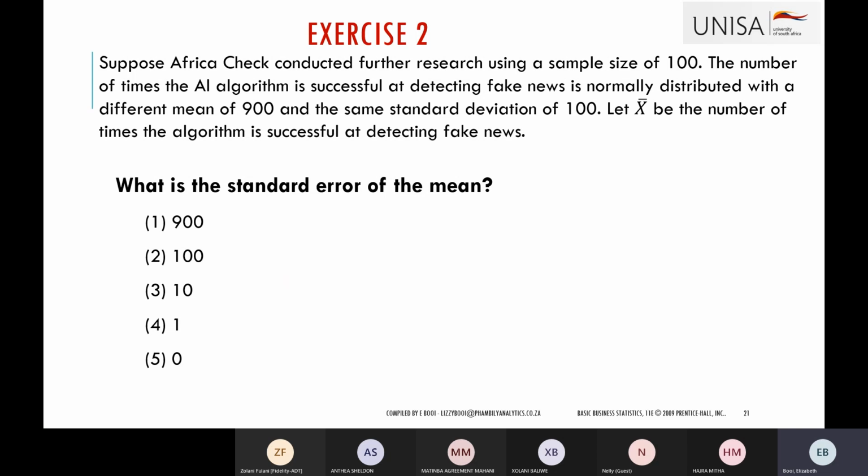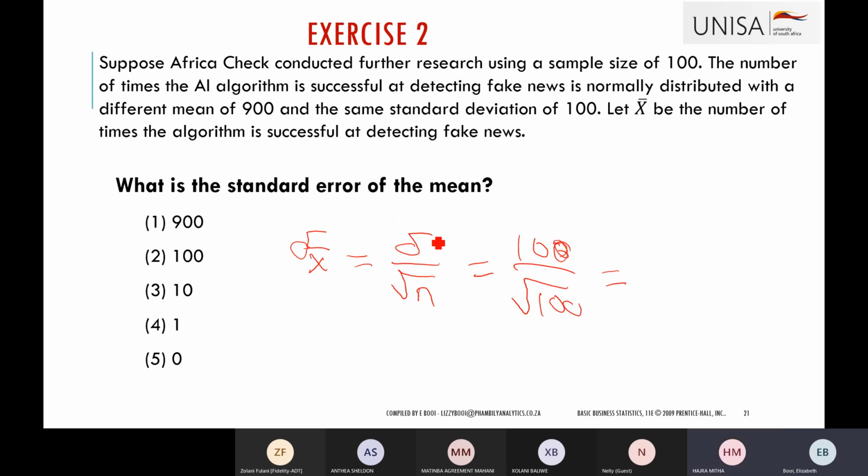What will be the standard error? I can just put the equation for you. Okay, so that would be 100 over the square root of 100 again. That will give me 10. Option 3.